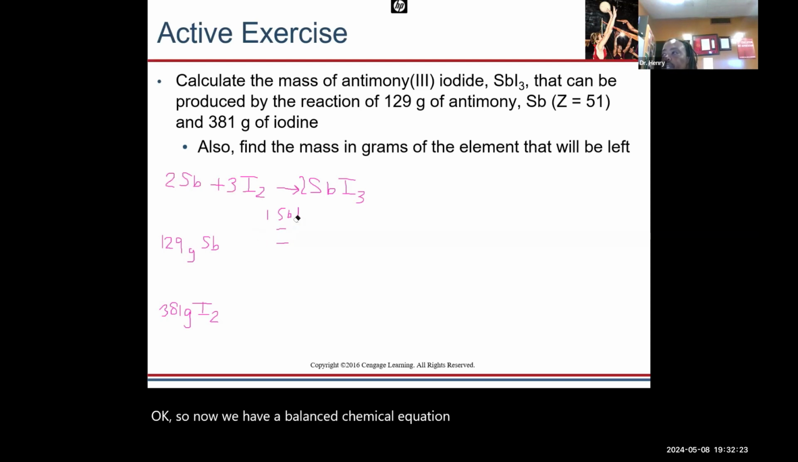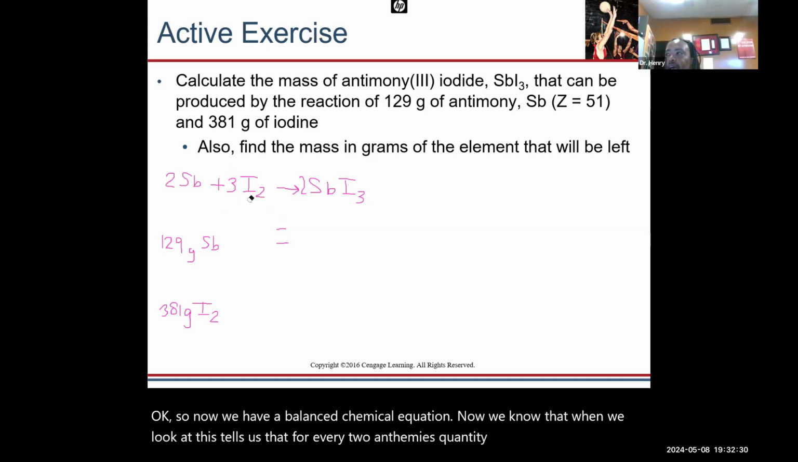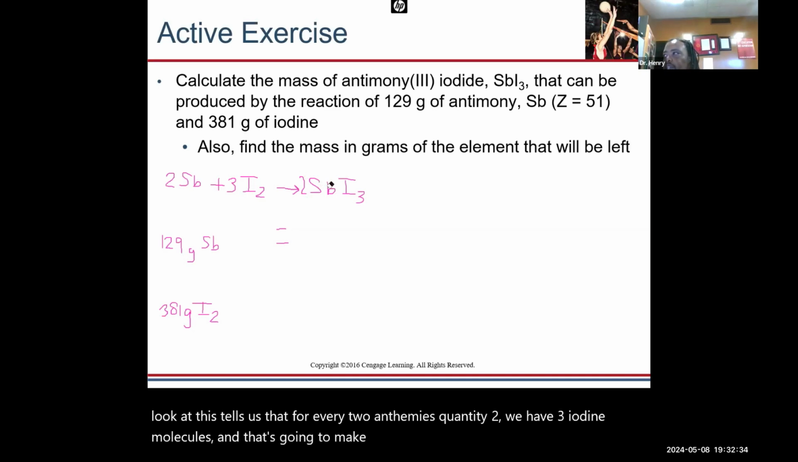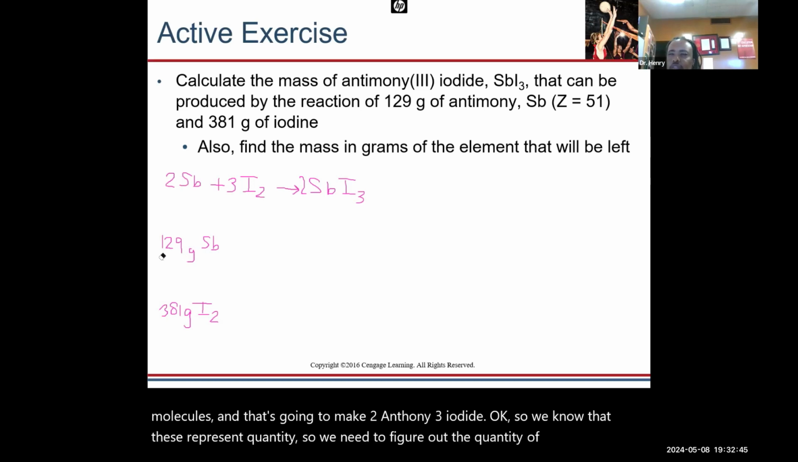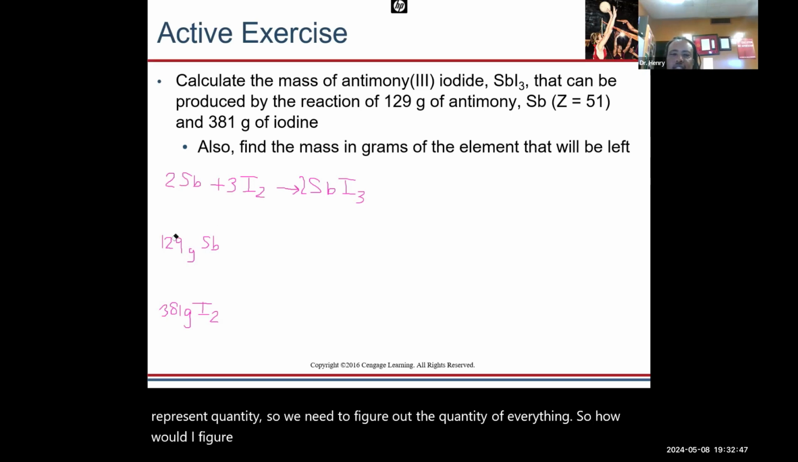Now when we look at this, it tells us that for every two antimony, quantity two, we have three iodine molecules, and that's going to make two antimony triiodide. Okay. So we know that these represent quantity. So we need to figure out the quantity of everything. So how would I figure out the quantity starting from the mass, which is the weight? What will I need to do?